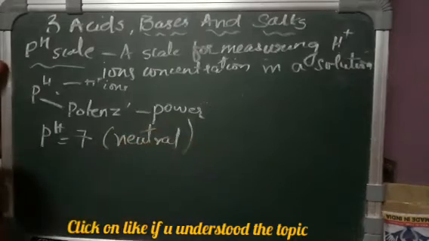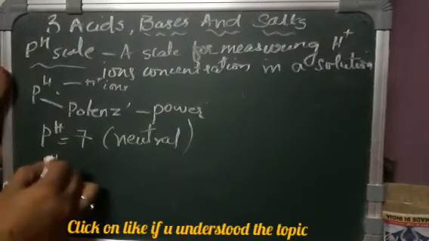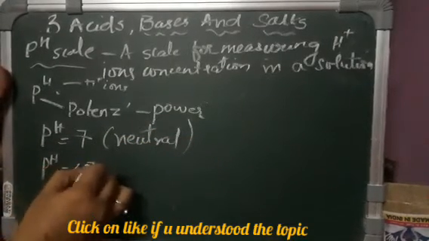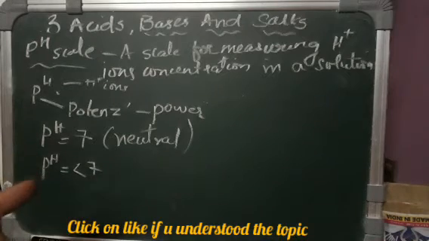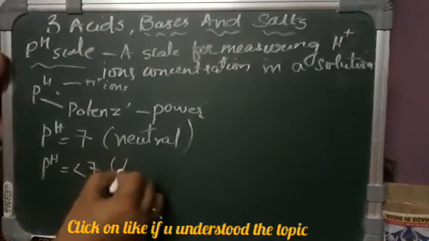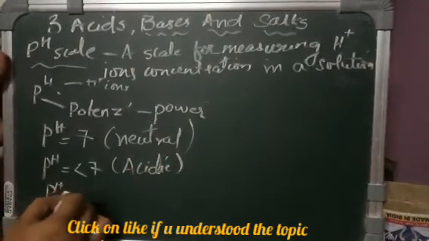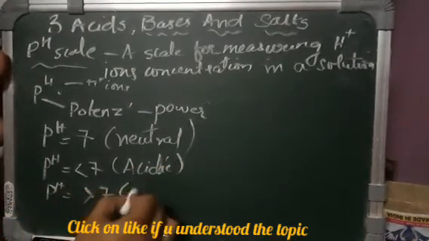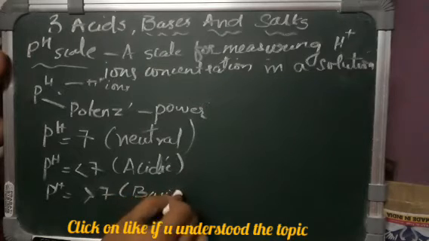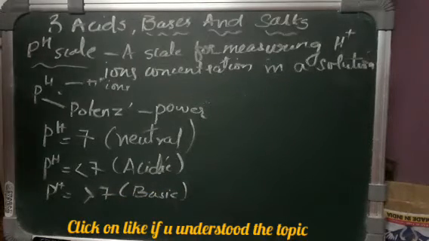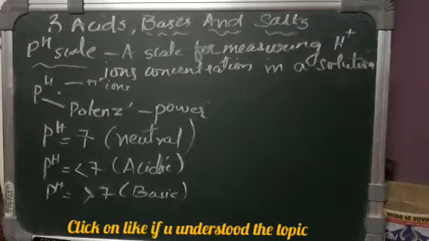Okay, and if the pH is less than 7, that is 0, 1, 2, 3, 4, 5, 6, then you can say it is acidic. Okay, if the pH is greater than 7, then you can say it is basic, that is 8, 9, 10, 11, 12, whatsoever it is.